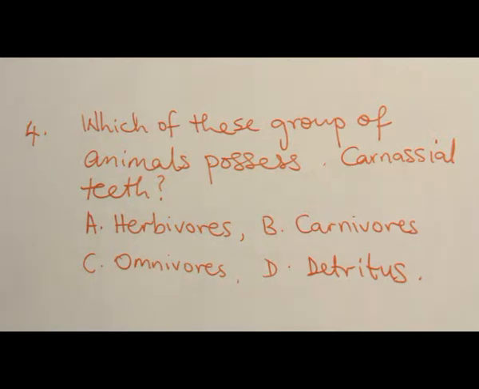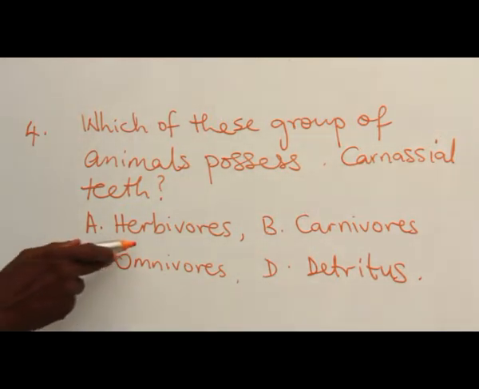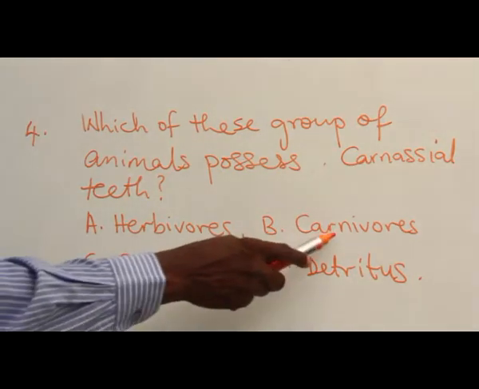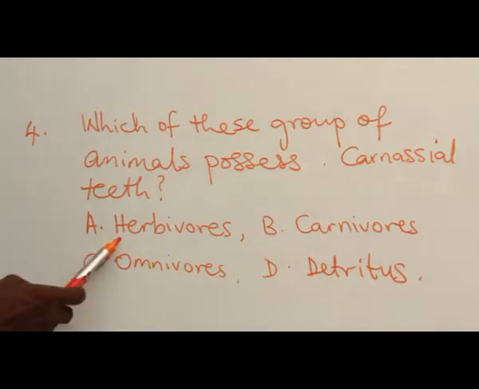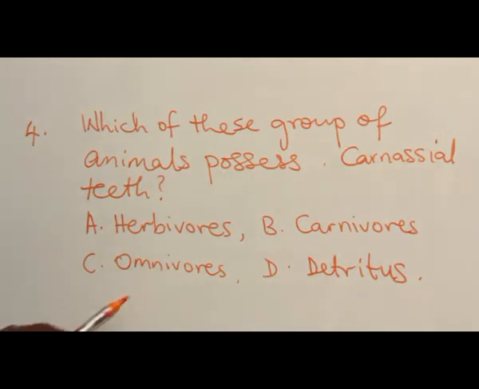Example 4. Which of this group of animals possess carnassial teeth? A. Herbivores. B. Carnivores. C. Omnivores. D. Detritus. Herbivores are plant eaters. Carnivores are flesh eaters. Omnivores feed on both plant and flesh. And D. Detritus feeds on dead remains, the humus in the soil. So, definitely D, I have no business with it.